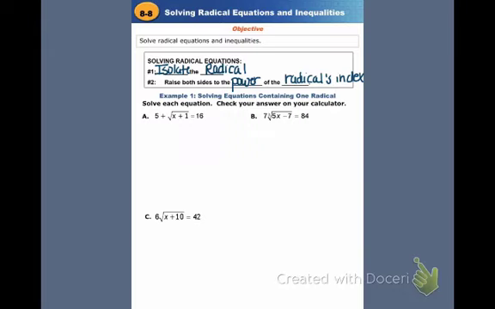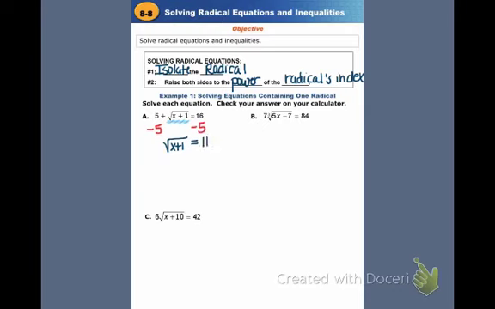So let's take a look at these two steps in the context of a few examples. Example 1 is solving equations containing one radical. It says solve each equation and check your answer on your calculator. I guess you could also check it manually if you'd like. The first step was to isolate the radical. So I want to get the radical piece all by itself, and I'm going to have to get rid of the 5 that's being added to it. So I'm going to subtract 5. That leaves me with the radical all by itself, which was my goal in step 1. And on the other side, I have 16 minus 5, which is 11.